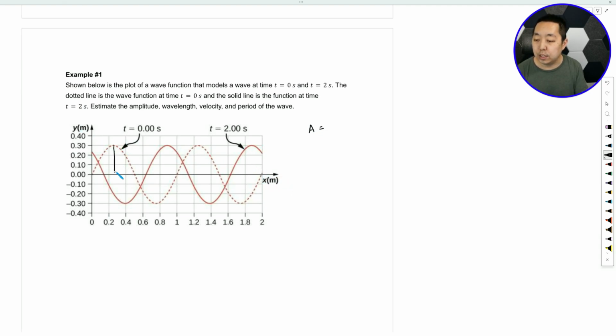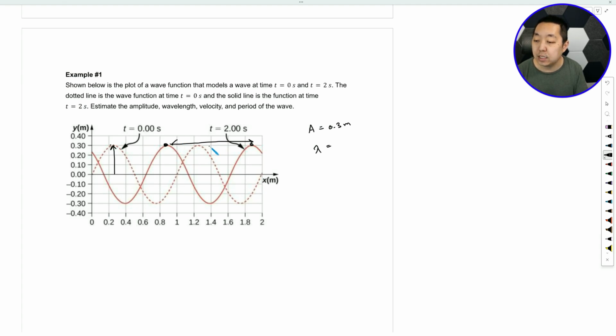So the amplitude is the distance from there to there, and that looks like 0.3 meters. The wavelength is the horizontal distance between two adjacent peaks in the wave. So it's from there to there, from this peak to, say, this peak. Or if you use the dotted lines, from there to there.